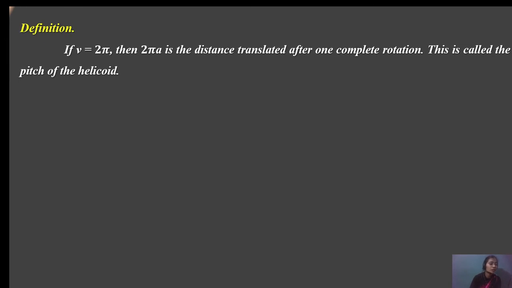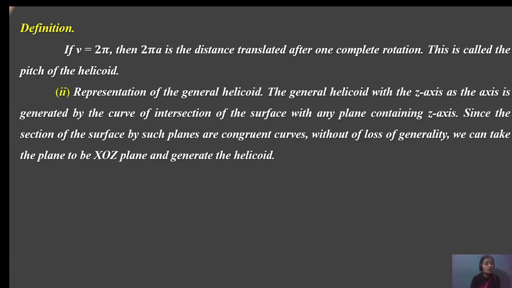This is the representation of the helicoid. If V equals 2 pi, then 2 pi A is the distance translated after one complete rotation. This is called the pitch of the helicoid. Representation of a general helicoid.